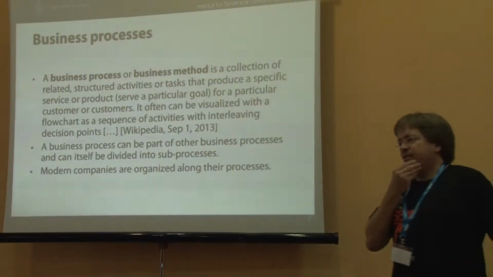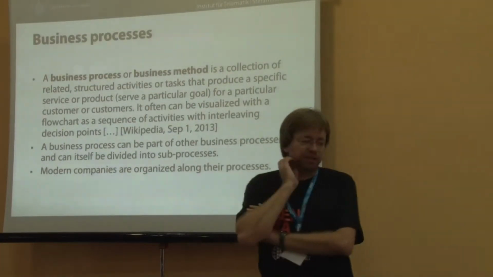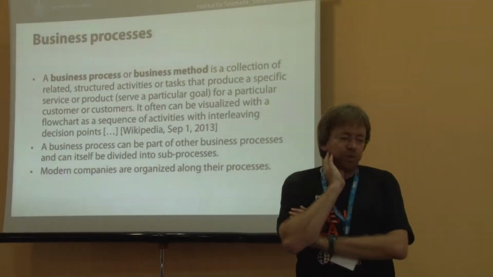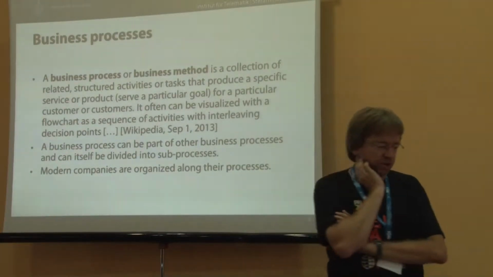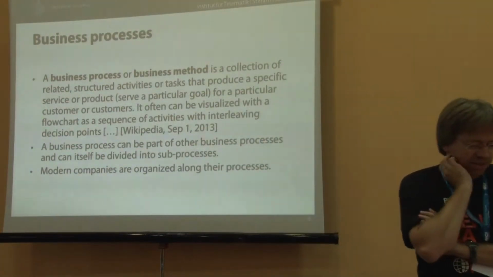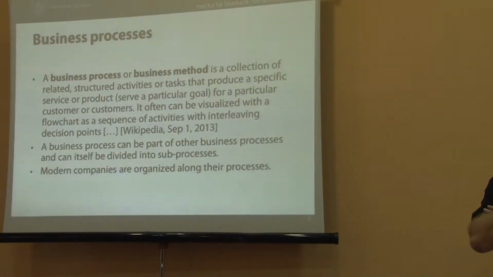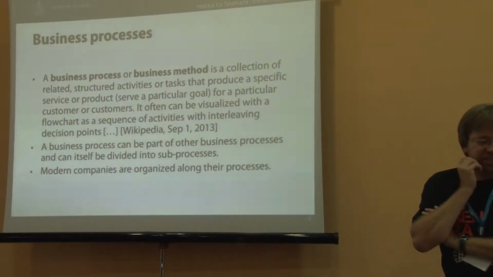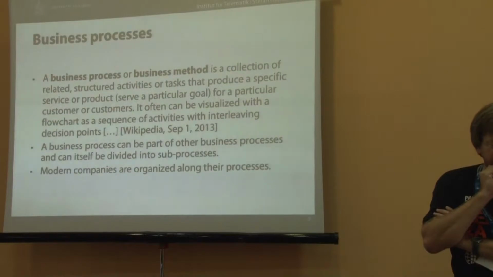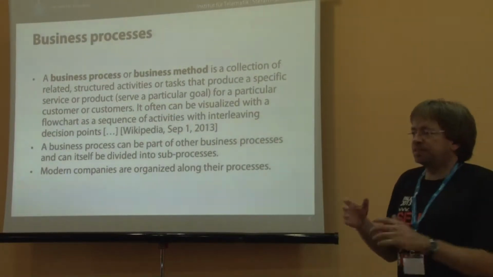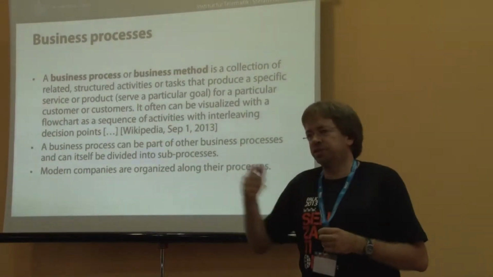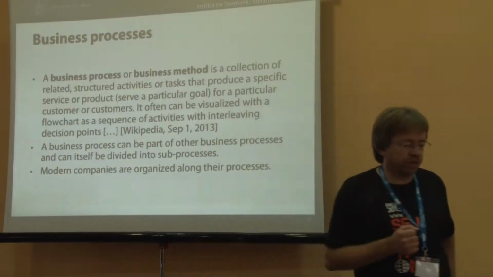Business process. So I've talked a lot about this already. What is a business process? Here's the definition of Wikipedia, found on this Sunday two days ago. A business process or business method is a collection of related structured activities or tasks that produce a specific service or product for a particular customer or customers. So it's some kind of activity that produces a certain result within a company.